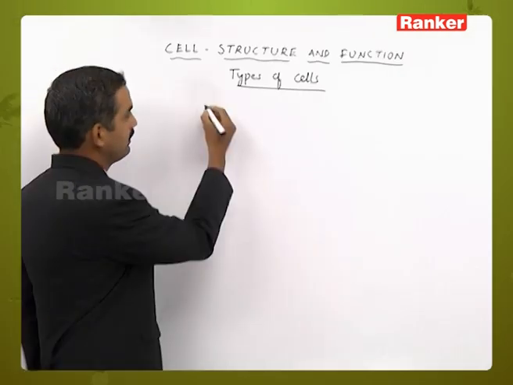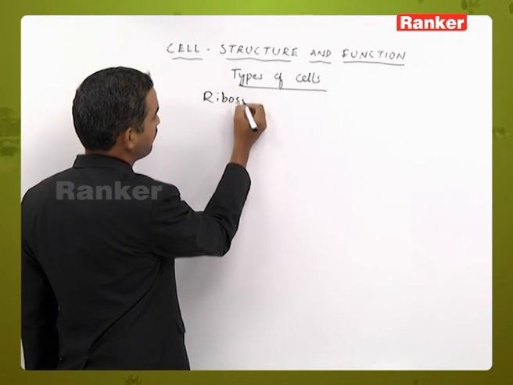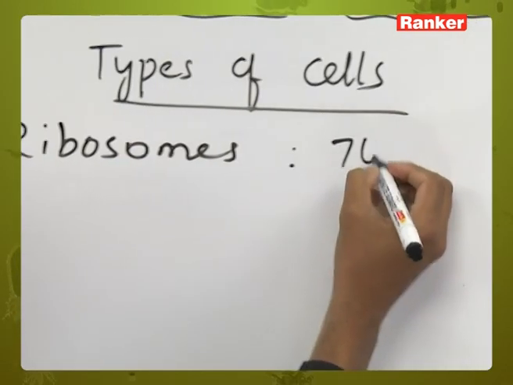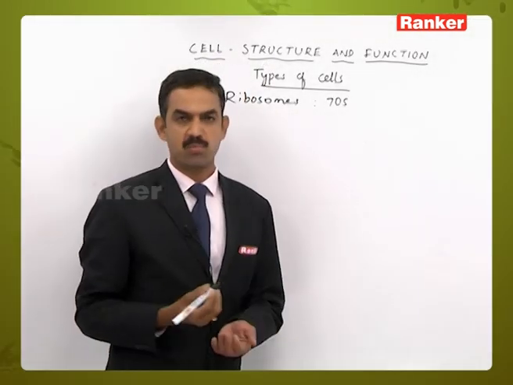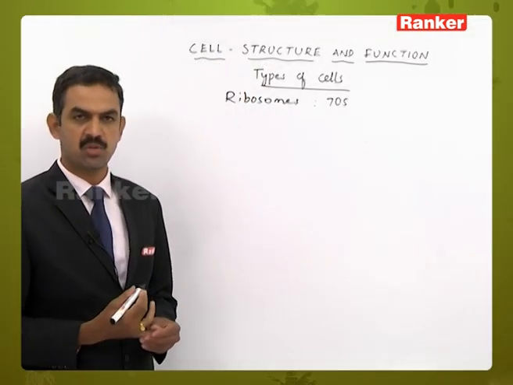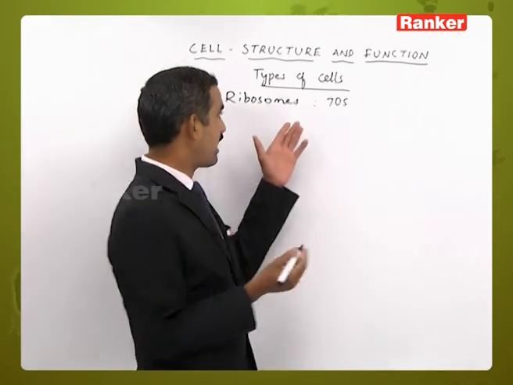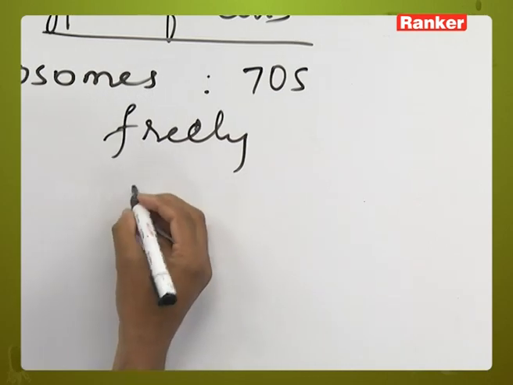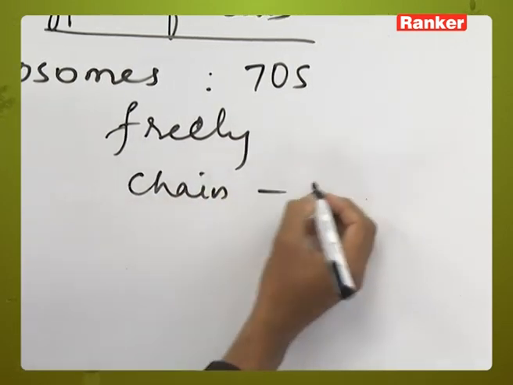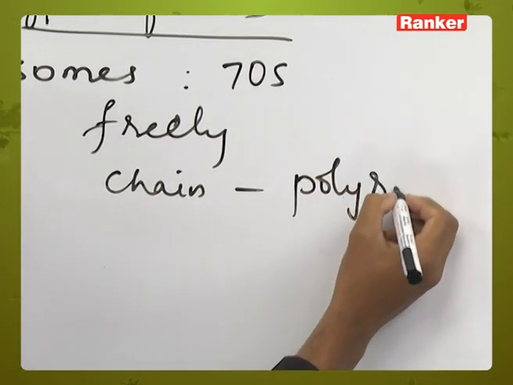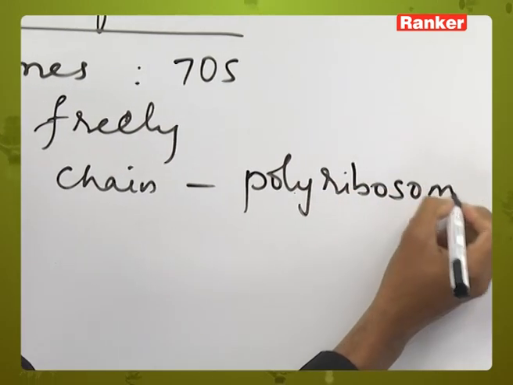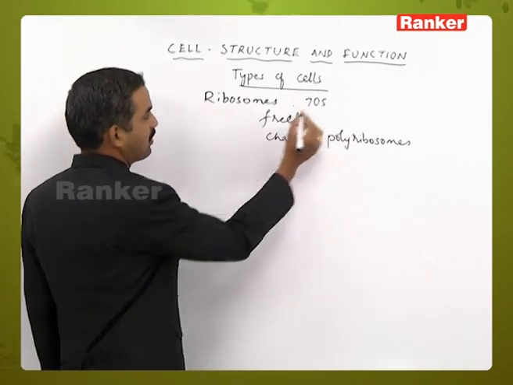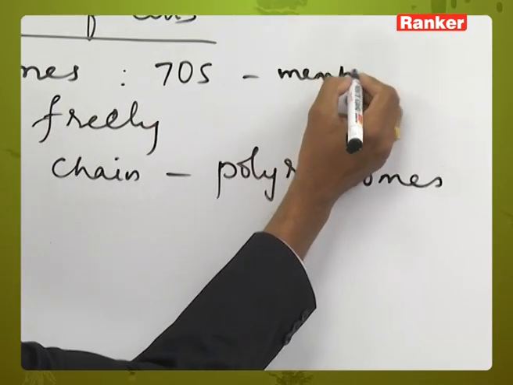Then the type of ribosomes present here, as we have discussed, as in the normal prokaryotic cell, are 70S ribosomes with a larger subunit and a smaller subunit, which are concerned with protein synthesis. These ribosomes may be present freely in the cytoplasm, or sometimes they may be formed into a chain. These structures are called polyribosomes. When they form polyribosomes, they are concerned with the synthesis of proteins. These are membraneless cell organelles.